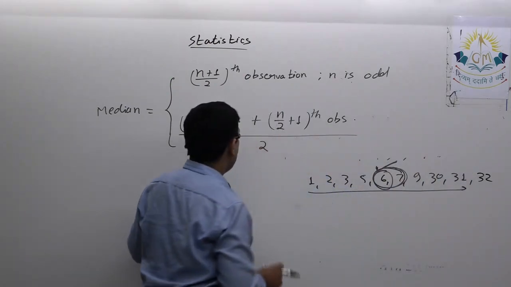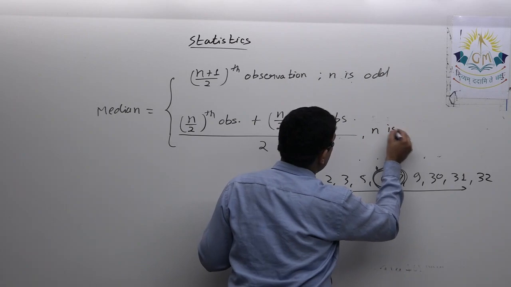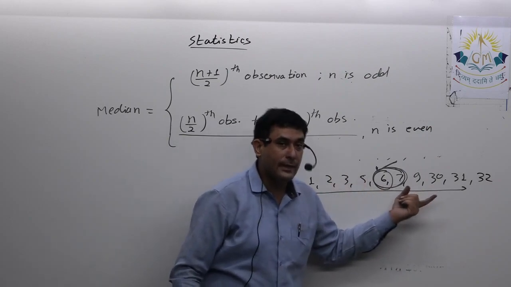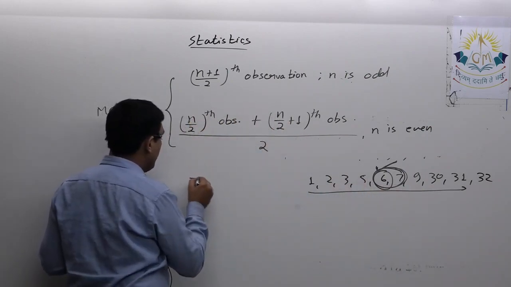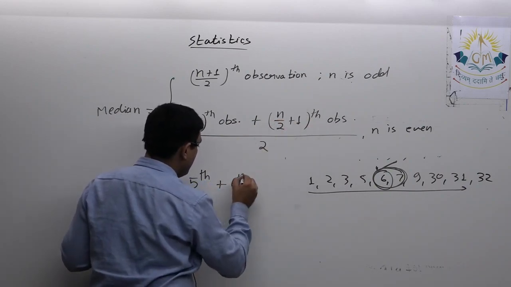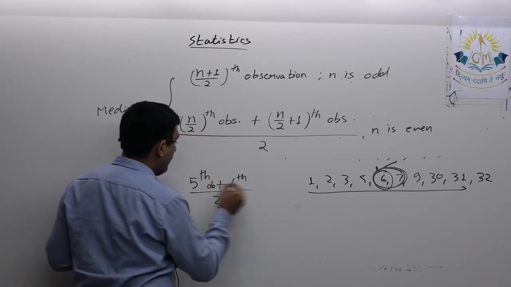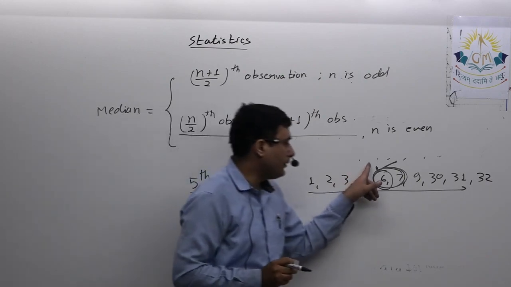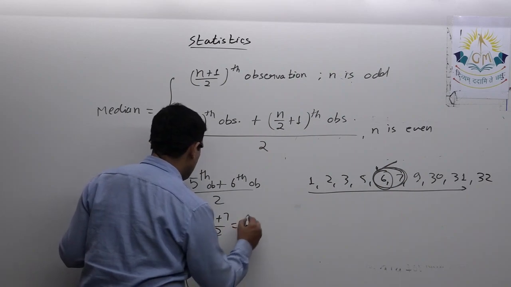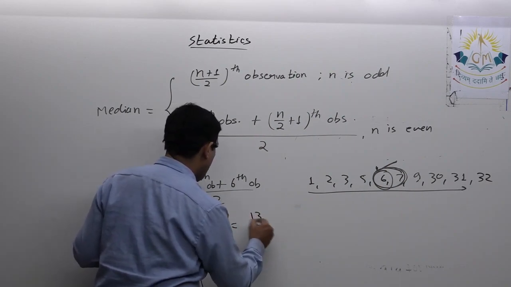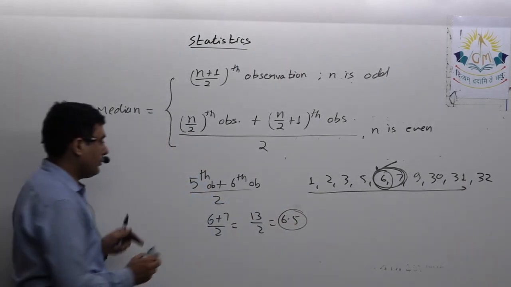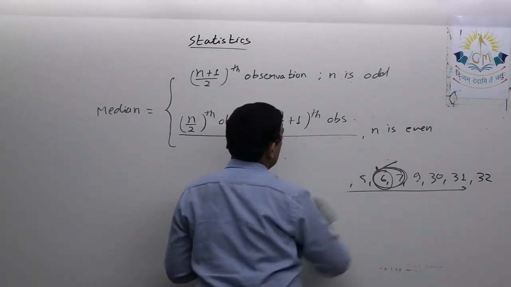Now here, the number of observations n is even. So how many observations are there? 10 observations. So 10 by 2, that is the fifth observation, plus 10 by 2 plus 1, the sixth observation, divided by 2. The fifth observation is 6 and the sixth observation is 7. That means 6 plus 7 by 2, that is 13 by 2, that is 6.5. So the median in that case will be 6.5. Okay, so that is all about the median.